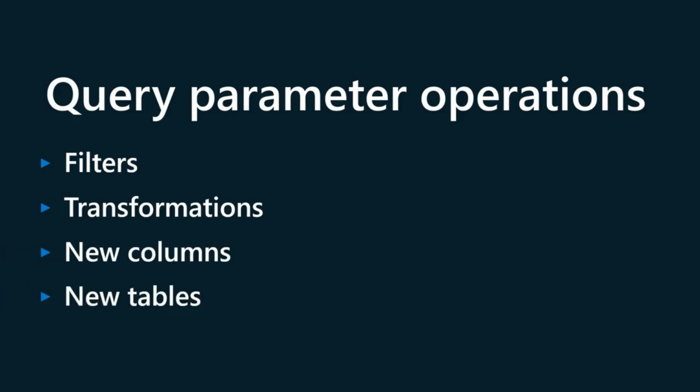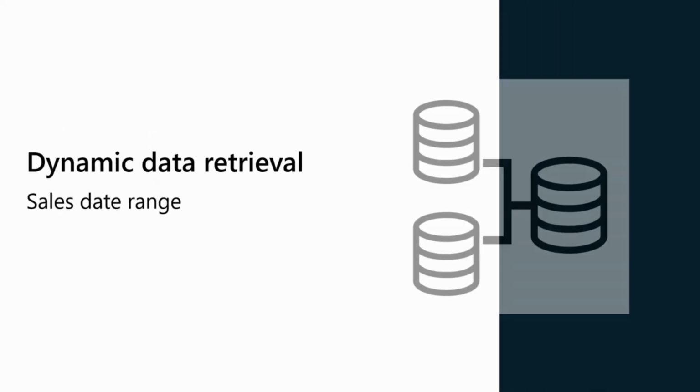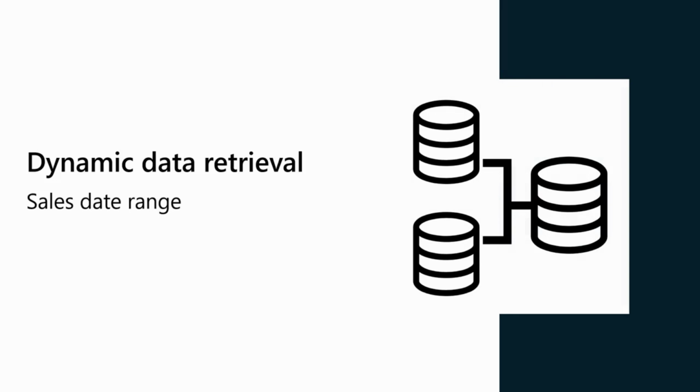Let's explore some possible uses of query parameters at AdventureWorks. AdventureWorks can use query parameters when connecting to its database to retrieve specific information rather than importing the entire dataset. For instance, AdventureWorks can establish a query parameter for a sales date range. By inputting the dates, Power BI will only fetch data for that period, saving resources and time.